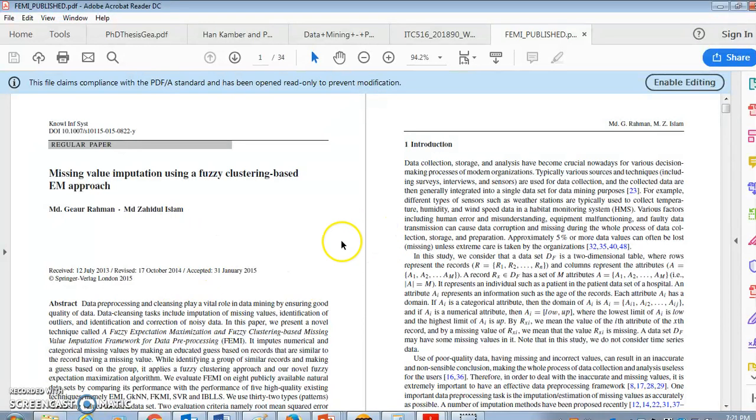So we are going to present this paper, Missing Value Imputation Using Fuzzy Clustering Based Expectation Maximization Approach.